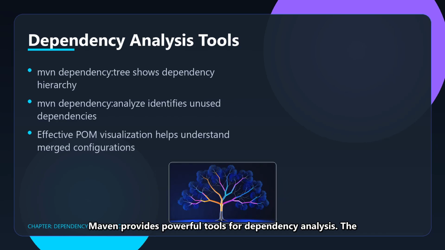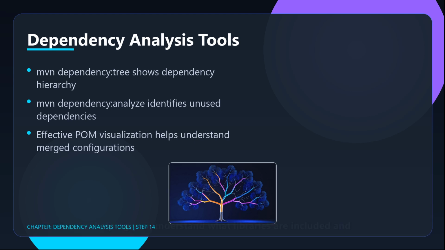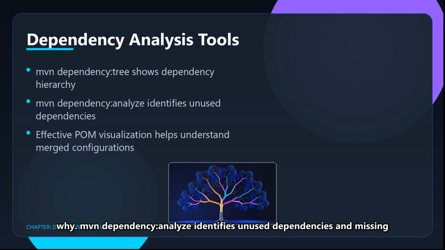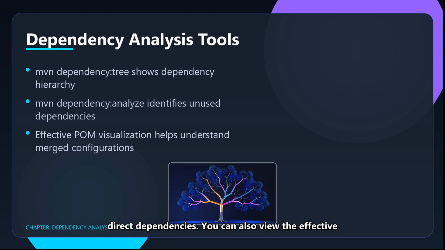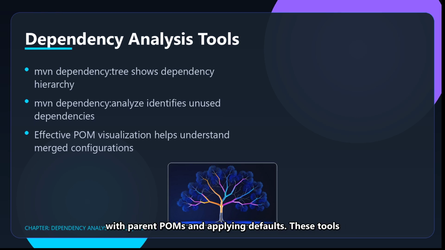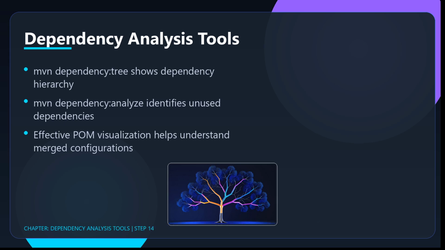Maven provides powerful tools for dependency analysis. The mvn dependency tree command visualizes your complete dependency hierarchy, helping you understand what libraries are included and why. Mvn dependency analyze identifies unused dependencies and missing direct dependencies. You can also view the effective POM, which shows the complete configuration after merging with parent POMs and applying defaults. These tools are essential for maintaining clean, efficient projects.